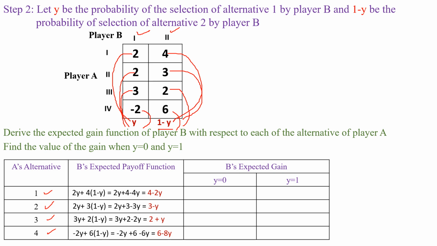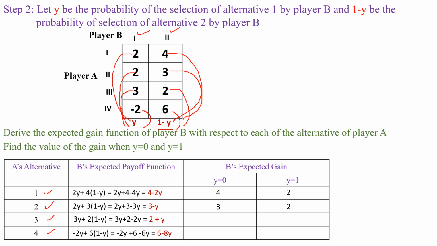So substitute y equal to 0 in the 4 minus 2y. Then B's expected gain at y equal to 0 is 4. Similarly, I have to substitute y equal to 1 in the 4 minus 2y. Then B's gain at y equal to 1 is 2. So next, the second one: substitute y equal to 0 in the 3 minus y, we will get 3. And substitute y equal to 1 in the 3 minus y, we will get the gain value 2.